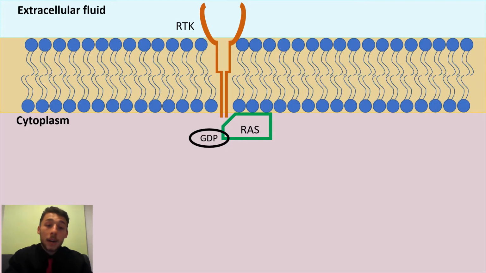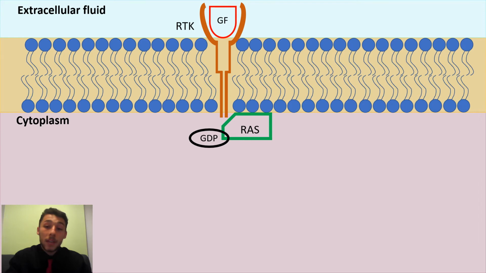Here we have a diagram of the cell membrane, with the extracellular fluid on the outside, the cytoplasm on the inside, and a receptor tyrosine kinase as our example of the transmembrane receptor. First, a growth factor binds to the RTK receptor. This causes a structural change and the recruitment of multiple proteins to the intracellular domain of the receptor.